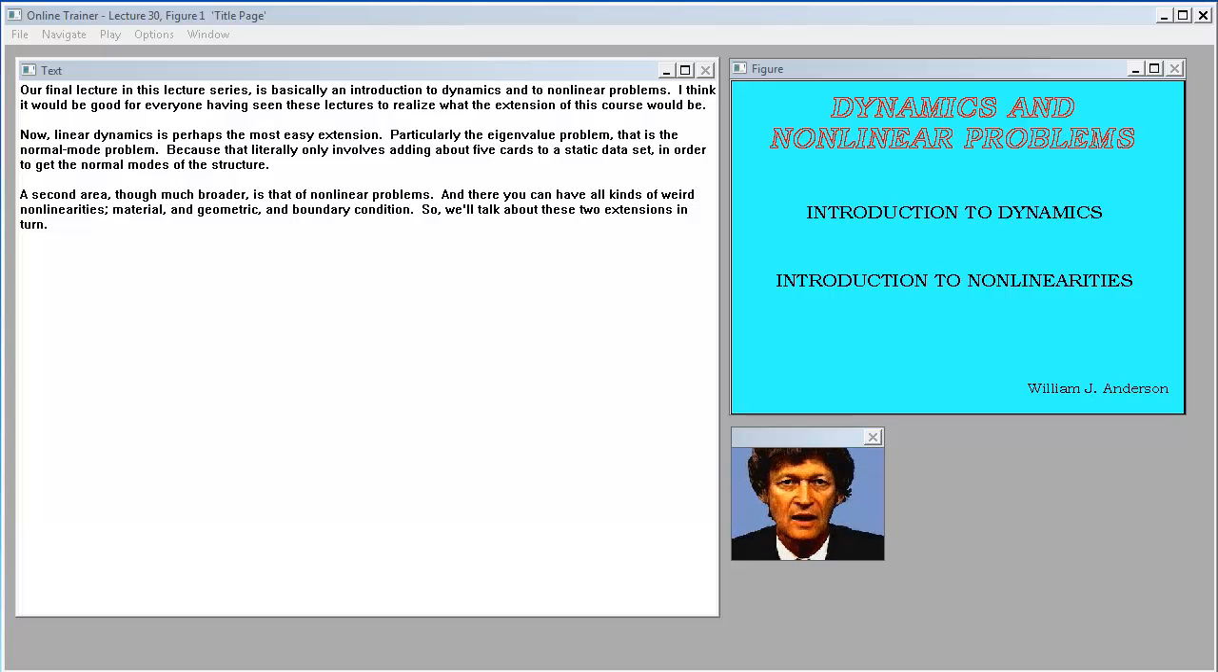A second area, though much broader, is that of nonlinear problems, and there you can have all kinds of weird nonlinearities: material, geometric, and boundary condition. So we'll talk about these two extensions in turn.